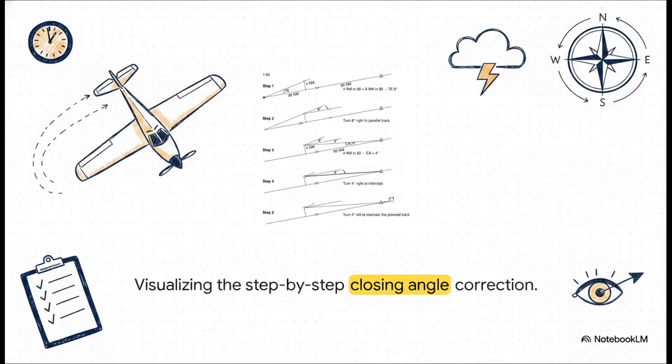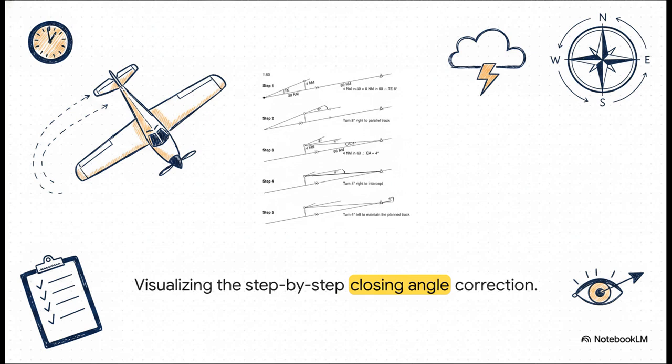If we look at this breakdown, it shows that the math really doesn't have to be intimidating. In this example, you find you have an 8-degree tracking error and a 4-degree closing angle. It's just simple addition. You turn 12 degrees to the right to intercept your line. Once you're back on the route, you take out that 8 degrees and just hold a 4-degree left correction to maintain it.